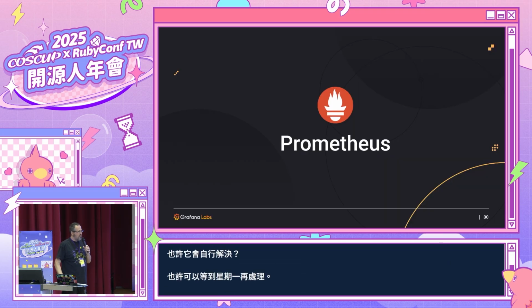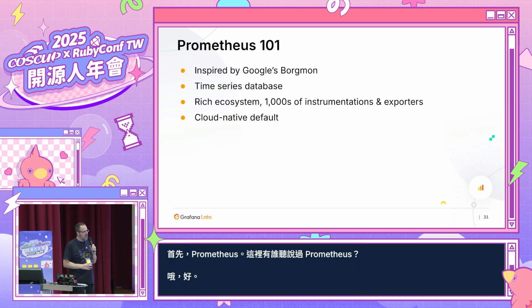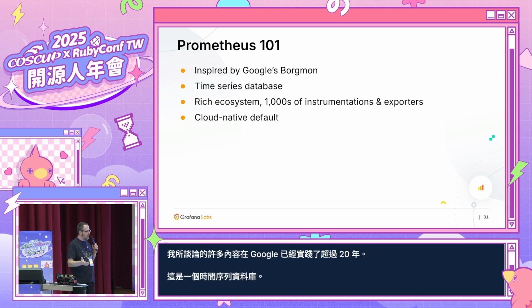So let's look at a few tools which you can use to achieve all of this. First of all, Prometheus. Who here has heard of Prometheus? Okay, good. Inspired by Google's Borgmon, like a lot of what I'm talking about has been practiced at Google for over 20 years by now. It's a time series database, so you store numbers, you store metrics. It has thousands of instrumenters and exporters, and it is the default in any cloud-native application for observability.